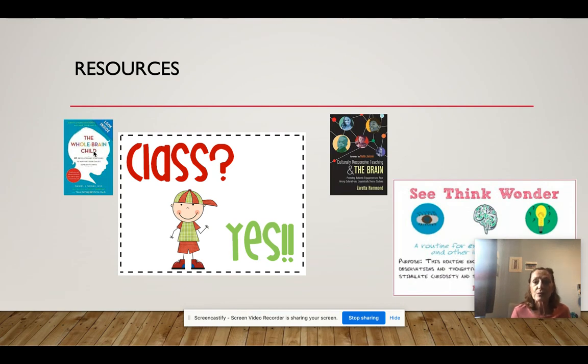Culturally responsive teaching in the brain is, I love, a great resource. And See, Think, Wonder is just one of the activities from Making Thinking Visible, and How to Promote Engagement, Understanding, and Independence for All Learners by Richard Church and Morrison.